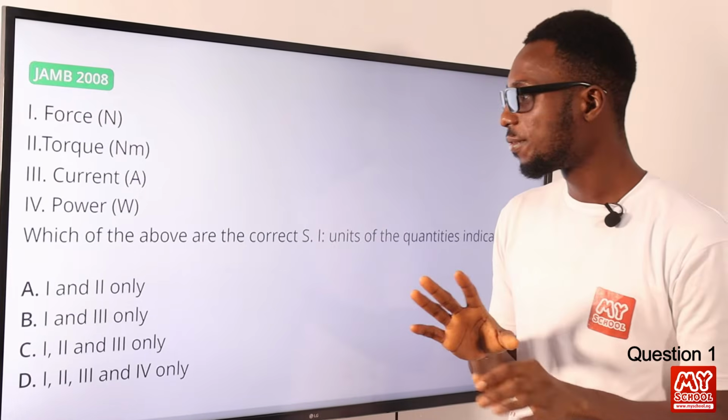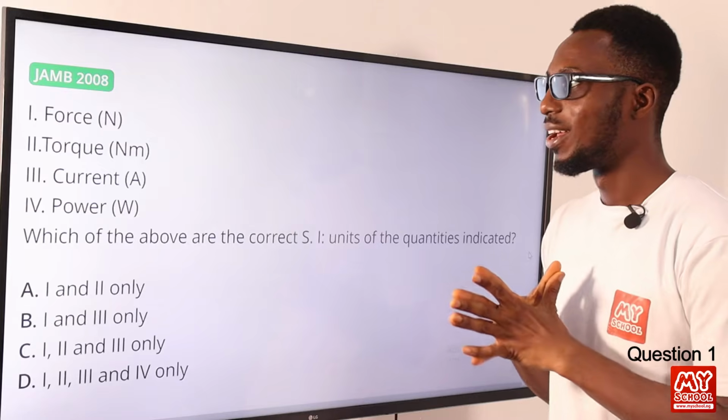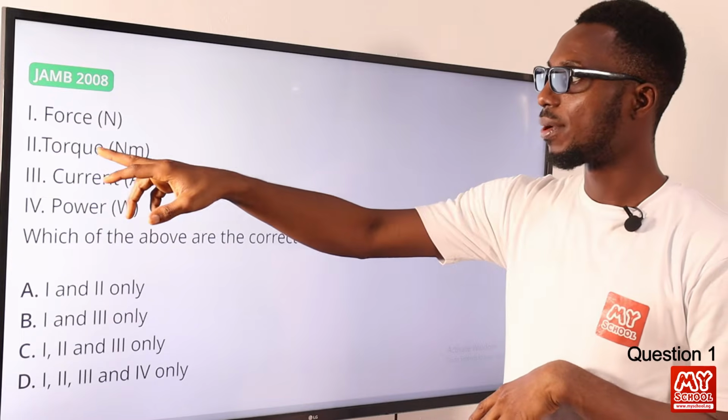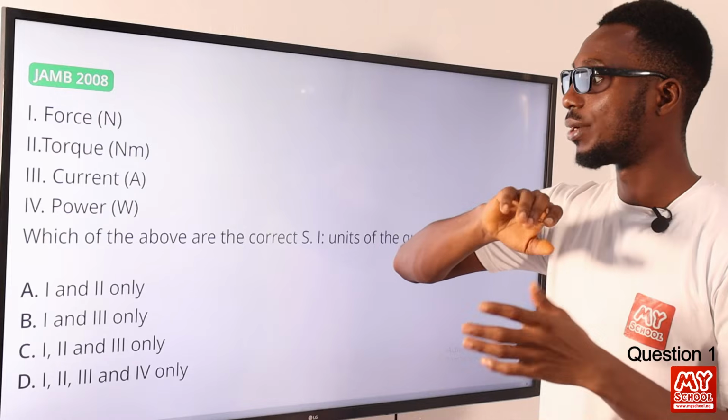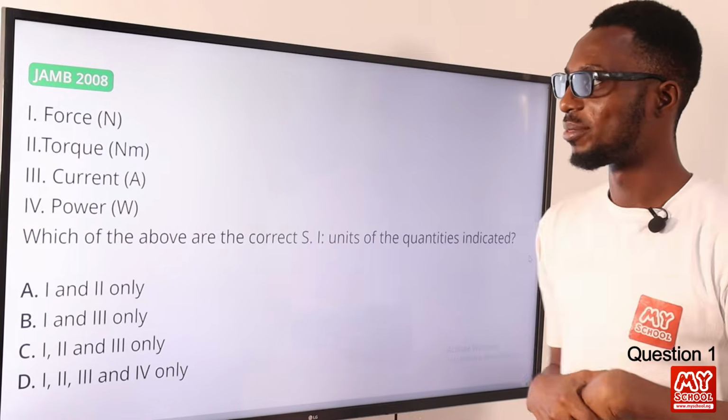Which of the above are the correct SI units of the quantities indicated? All right, we know first mass times acceleration. We have torque right here. That is actually the rotational effect of force. We have current and we have power.